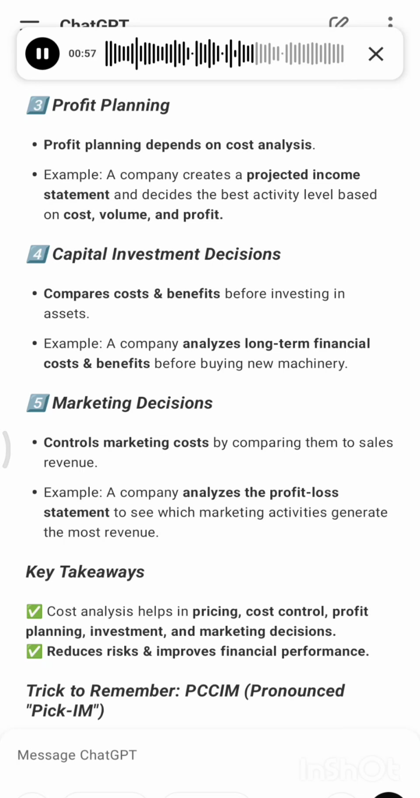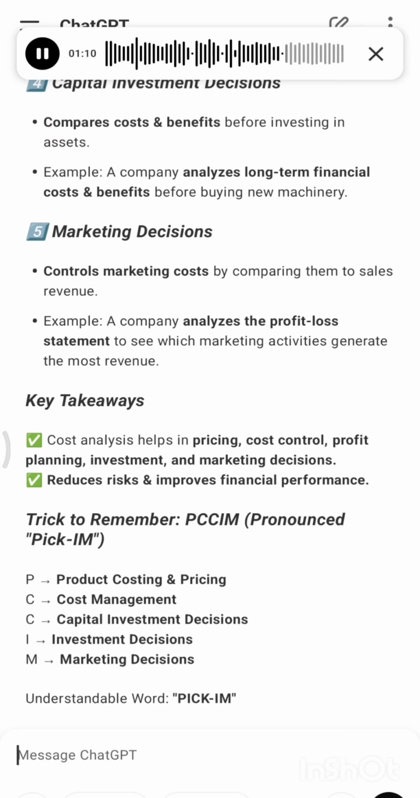5. Marketing decisions controls marketing costs by comparing them to sales revenue. Example, a company analyzes the profit-loss statement to see which marketing activities generate the most revenue. Key takeaways. Cost analysis helps in cost control, profit planning, investment, and marketing decisions, reduces risks, and improves financial performance.